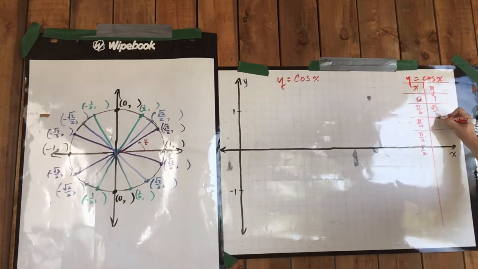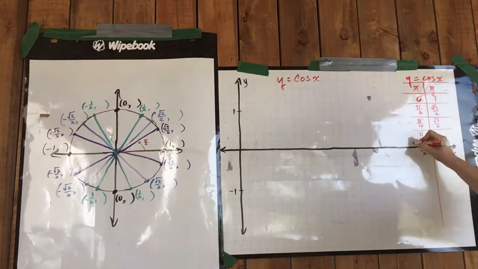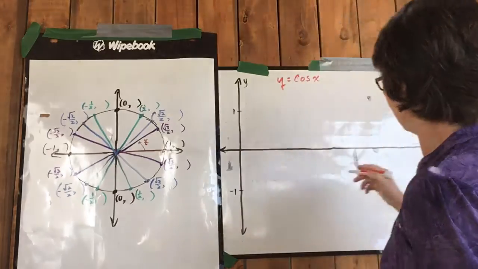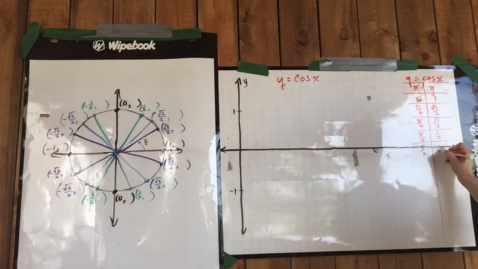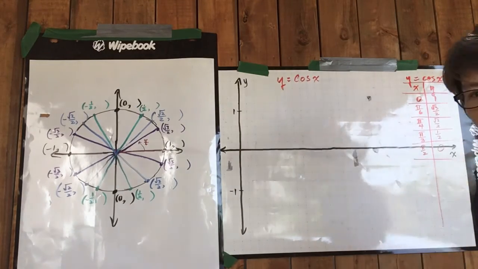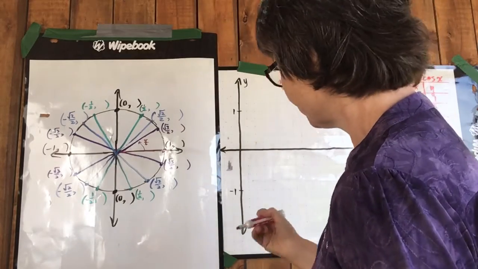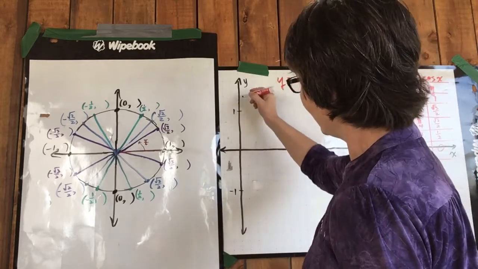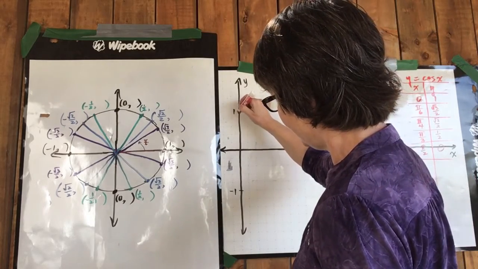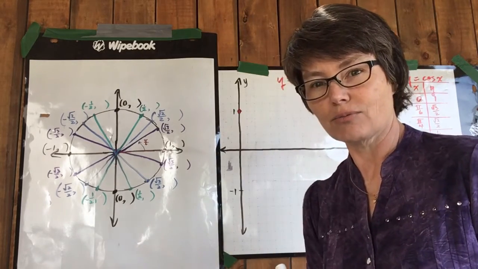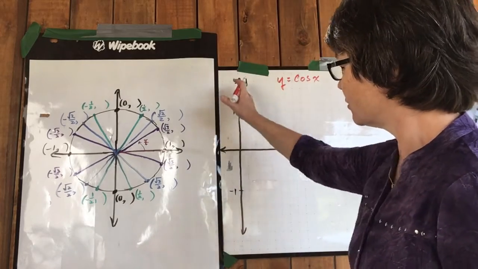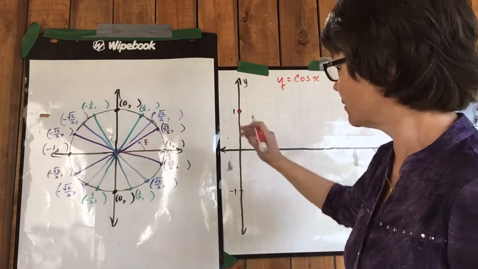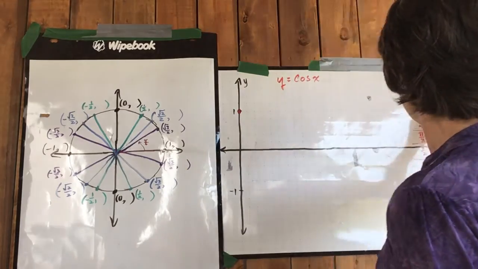Cosine of pi over 4 is root 2 over 2. Cosine of pi over 3 is 1/2. That's up here. Cosine of pi over 2 is 0. And you can continue around the unit circle like that. Okay, so we have 0, 1. So we start up here. So y equals cosine x goes through the y-axis at 1. The y-intercept is 1.